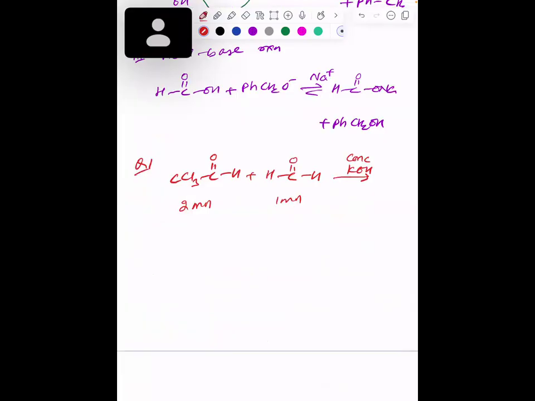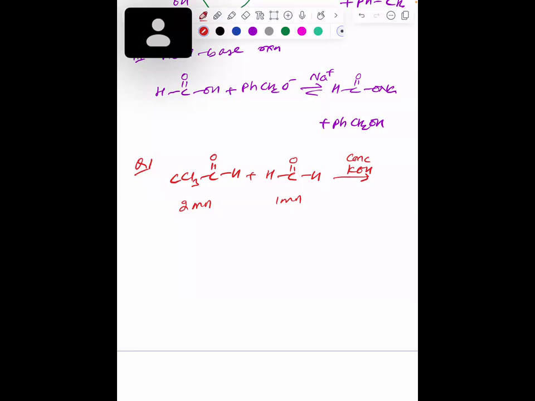Here one is 1 mole and another is 2 moles. So obviously we have to apply the concept of limiting reagent. Remember the limiting reagent concept: the substance present in lesser quantity will be consumed first, and that will decide the fate of the product formation. So which will be consumed first? The limiting reagent is formaldehyde, so formaldehyde will be consumed first.